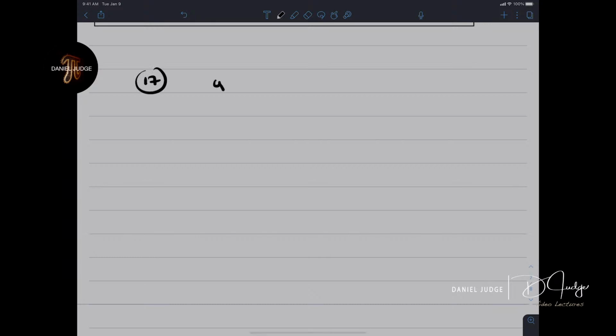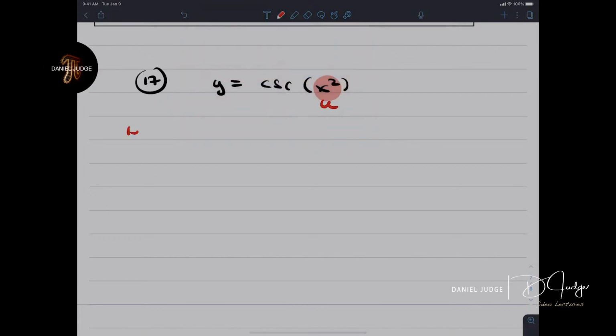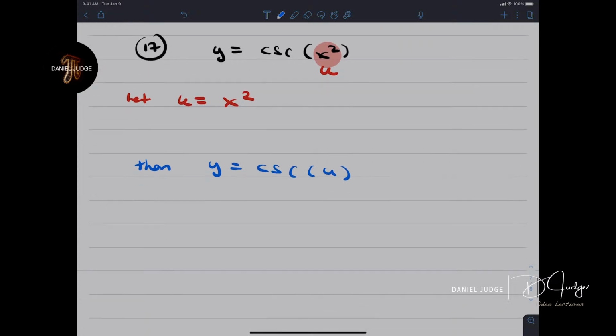(17) y equals cosecant of x squared, where u here is the inside function inside your parentheses. U is x squared. Then y equals cosecant of u.